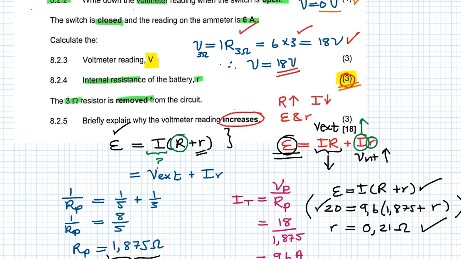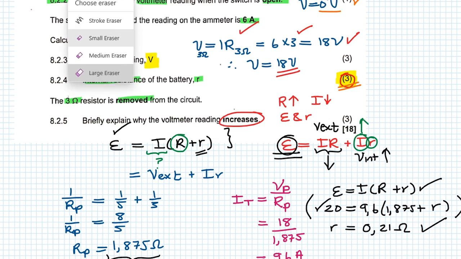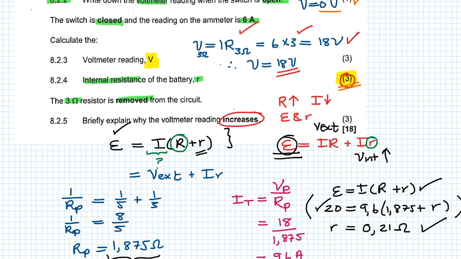Okay, so this means that, no, grade 12, I have made a mistake. The current is going to decrease as we just stated. I'm very, very sorry. So let's try that again. So the current is going to decrease, right? This is a constant. So that means that V internal is going to decrease. Now, since the EMF is constant and V internal decreases, in order to balance that out, V external is going to increase. And that is why the voltmeter reading increases.